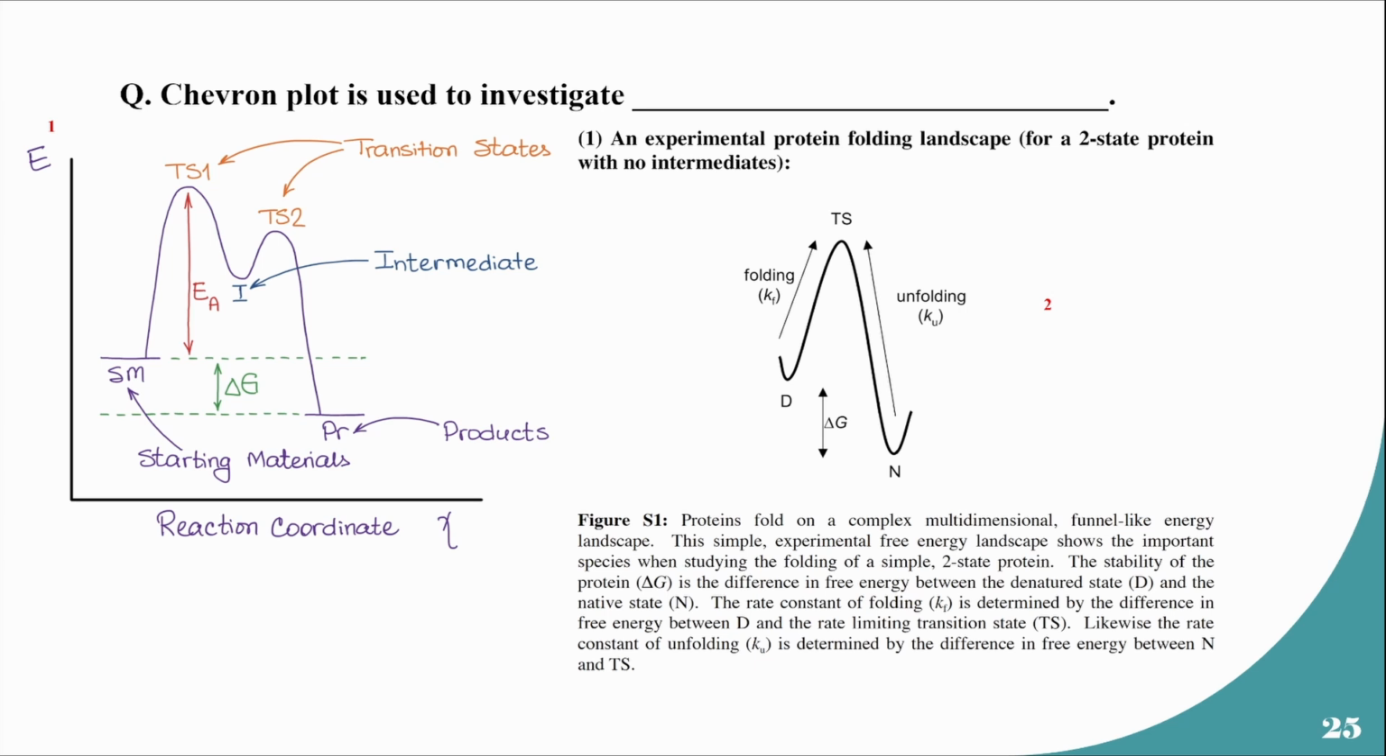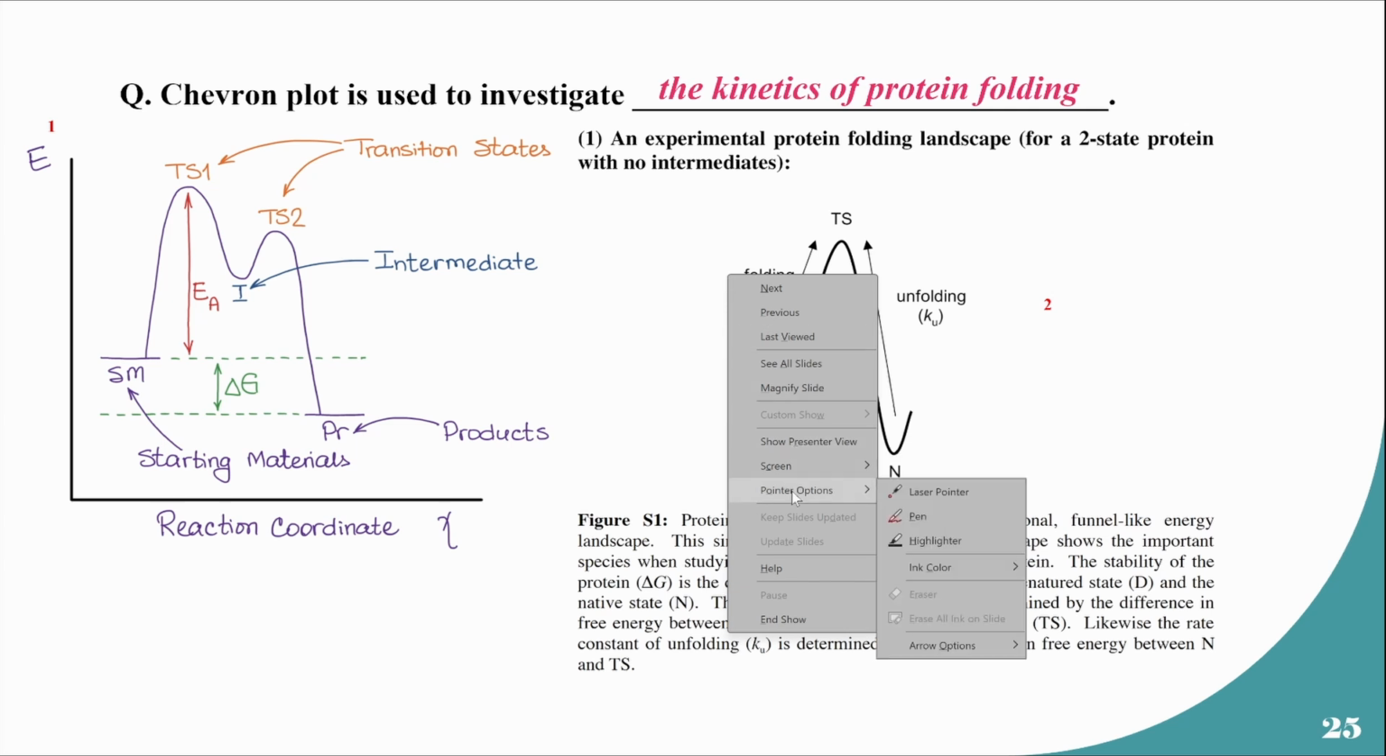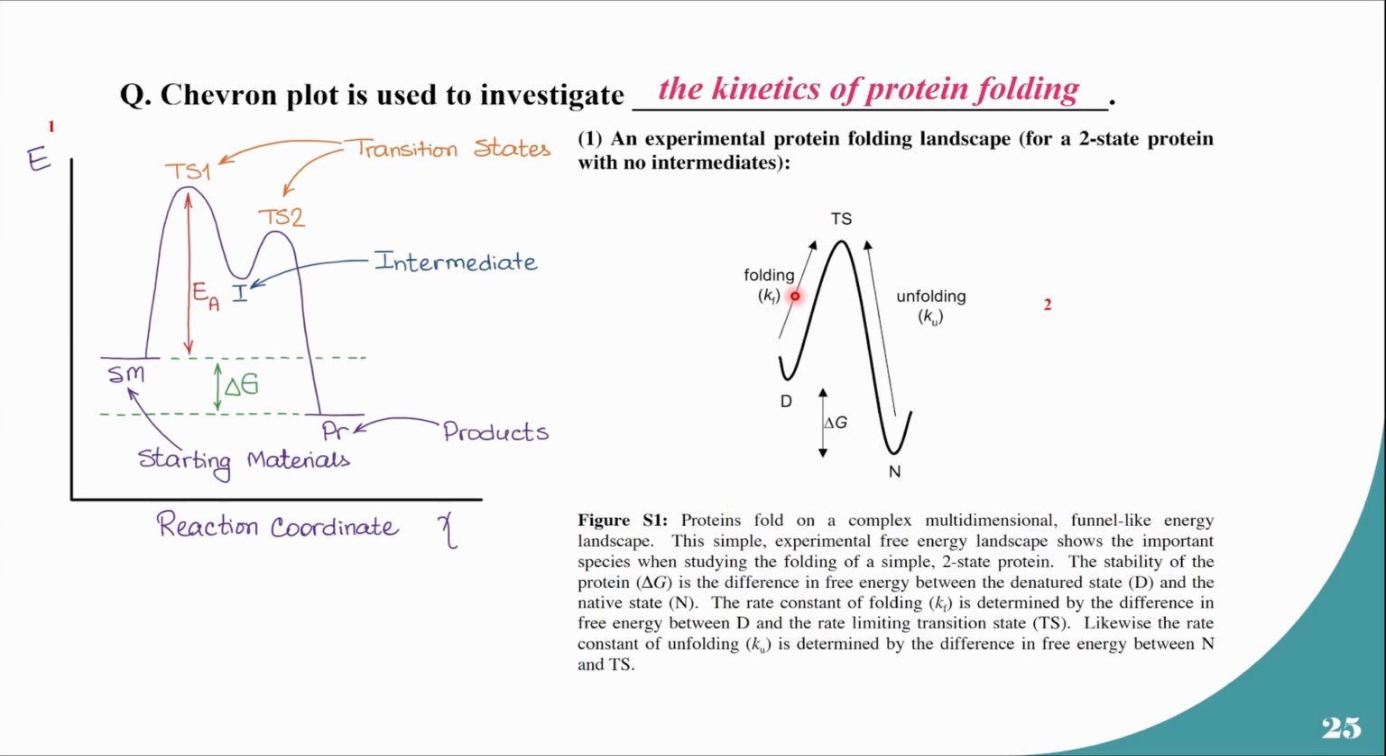The chevron plots are particularly used while investigating the folding kinetics. Okay, so the kinetics of protein folding, that is where the chevron plots come into place. Now, in the left hand side picture here, if you talk about just a simple kinetics plot for simple demonstration or visualization, it is talking about an experimental protein folding landscape for a two-state protein with no intermediate. So what are these two states?